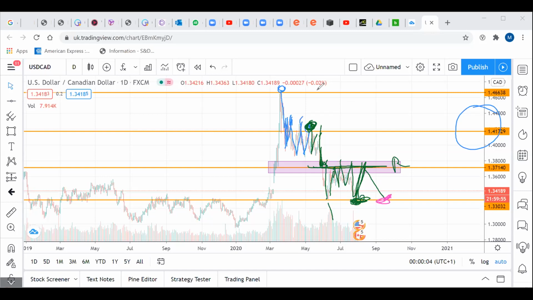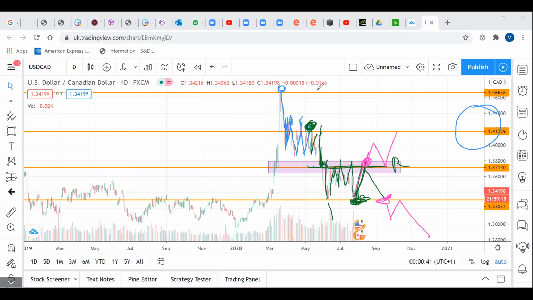Now if it breaks this zone, before we go into anything, we want it to retest and then go in for a sell. Similarly, if it makes its way all the way back up to this area and breaks it, we want it to retest and then go in for a buy. This is what we call price trapping, by the way. Price trapping.